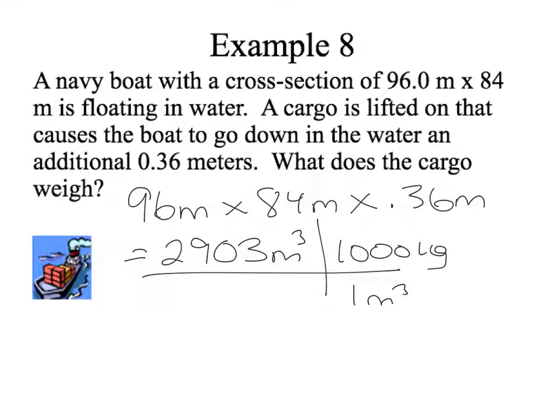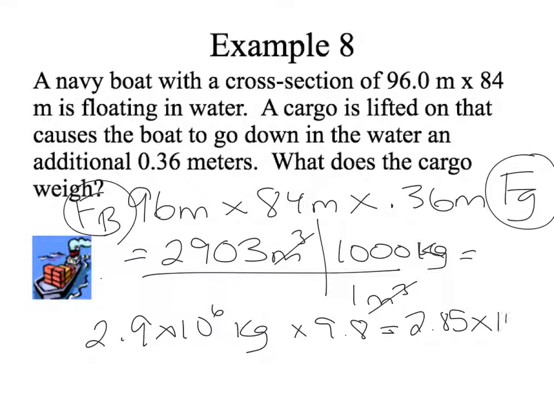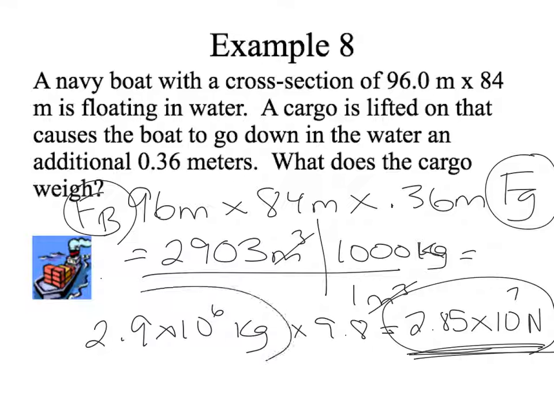If this were seawater, I would do 1,025. We're looking at 2.9 times 10 to the 6 kilograms for, again, this is buoyant force, but it's also F sub g. Okay, this also is all F sub g too, because it's floating. So if I multiply this by 9.8, I get 2.85 times 10 to the 7th newtons. And this is buoyant force, but this is also what the cargo must weigh. This is the mass of the cargo. This is the weight of the cargo. Because this is the buoyant force, it's floating. Therefore, that has to be equal.